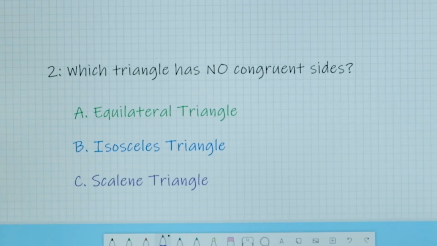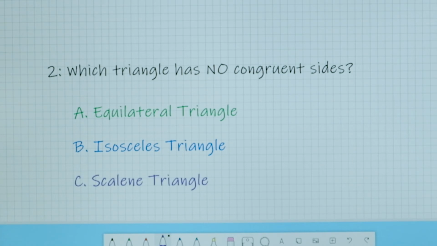This is another one answer question. So this question is, which triangle has no congruent sides? What I mean by that is, which of the triangles is the triangle that has no congruent sides? Is it the equilateral triangle that has no congruent sides? Is it the isosceles triangle that has no congruent sides? Or is it the scalene triangle that has no congruent sides? Once again, I'll give you guys 3 seconds.